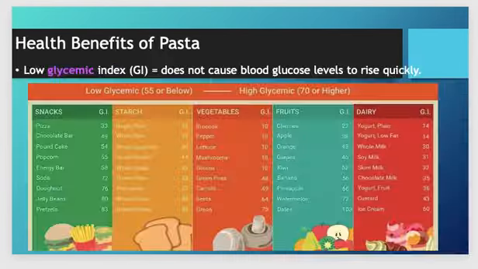Other health benefits of pasta, we would have to look at the glycemic index. What we would want to do is consider foods that have a low glycemic index, meaning they are foods that are not going to cause our blood sugar or blood glucose levels to rise quickly. Anything that has an index of 55 or lower is considered low glycemic index. Anything that's 70 or higher is considered high glycemic index. If we look at the graphic here, we can see foods that would be considered low versus foods that are considered high. And then we have some foods that are kind of in the middle.